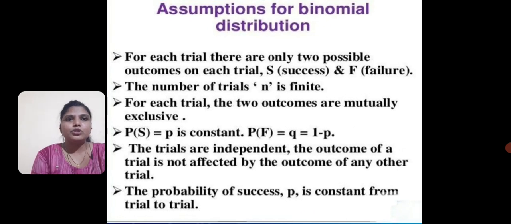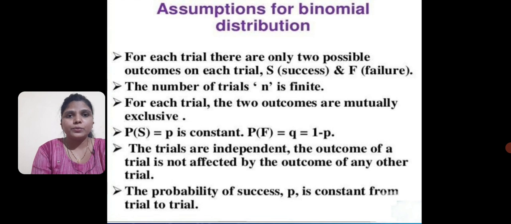Then there are some assumptions for binomial distributions. For each trial, there are only two possible outcomes, success and failure. The number of trials n is finite. For each trial, the two outcomes are mutually exclusive. The probability of success, p, is constant. The probability of failure, that is q, is equal to 1 minus p. The trials are independent. The outcome of a trial is not affected by the outcome of any other trial. The probability of success p is constant from trial to trial.